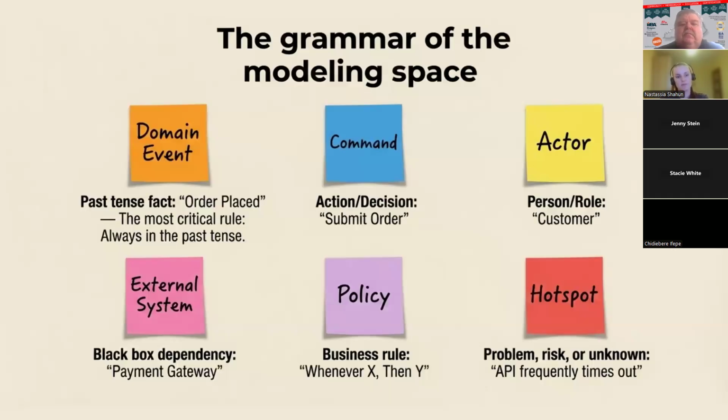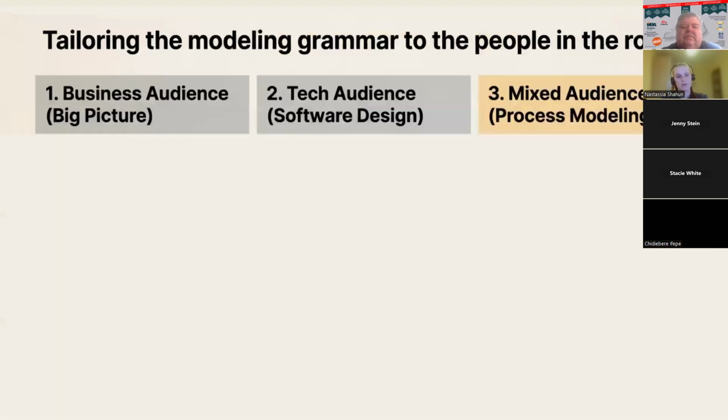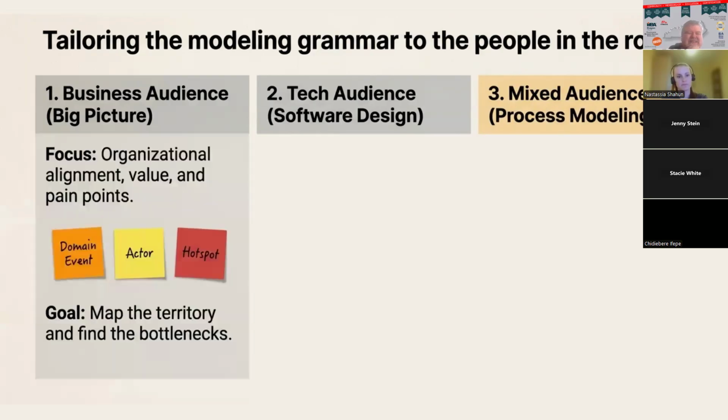And that brings us to an important BA skill, adapting the technique to the people in the room. One of the strengths I can see in using the event storming technique is that it's very flexible. So if I'm working with a business audience, I keep the conversation high level to focus on alignment, on value, on some pain points, and understanding the big picture.